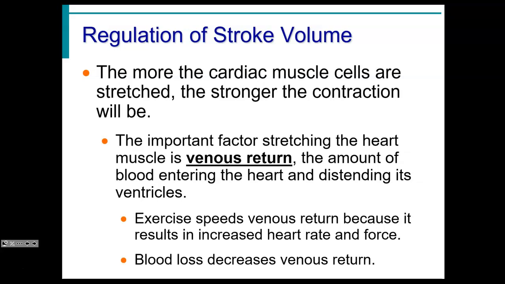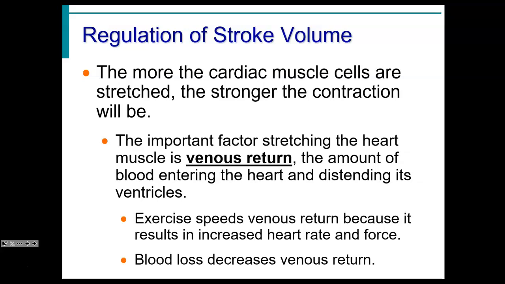Okay, regulation of your stroke volume. This is a negative feedback loop, just like most other things in your body. You have cardiac muscle cells that are stretched, and then a stronger contraction. The more they're stretched, the stronger the contraction will be. It's kind of like a recoil. It's like if you have a rubber band, the further you pull it back, the stronger the snap is going to be when it comes back. The same kind of thing is going on with the elasticity of your vessels too, and your heart muscle itself.